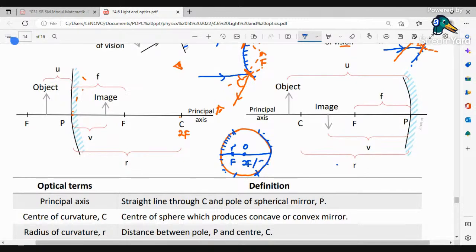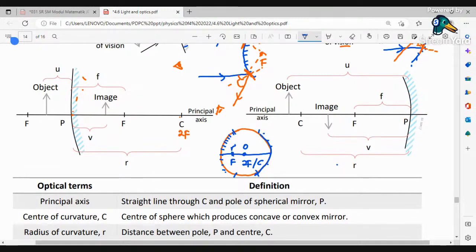Ataupun kita panggil dia center of curvature. Means center of curvature is 2F. Okay, ini panggil center of curvature lah. O ni sebenarnya center of curvature untuk convex, center of curvature untuk concave. Okay, nampak tak? Dia macam ada satu big sphere kat sini. Big sphere.